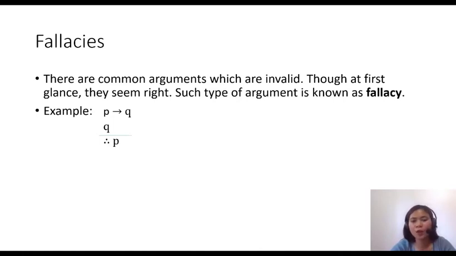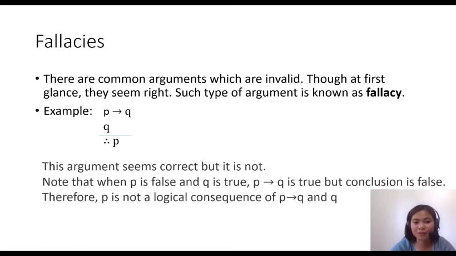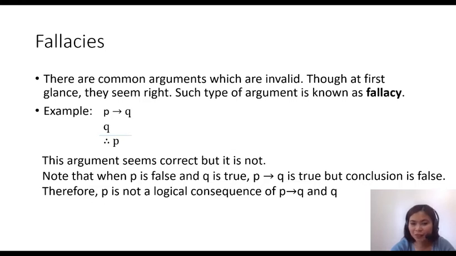So, for example, we have this argument: P implication Q, and Q, therefore, P. So, at first glance, parang sakto man siya, mura man siya og modus ponens, 'di ba? But actually, this is not a valid argument. This seems correct, but it is not. Note that when P is false and Q is true, P implication Q is true.